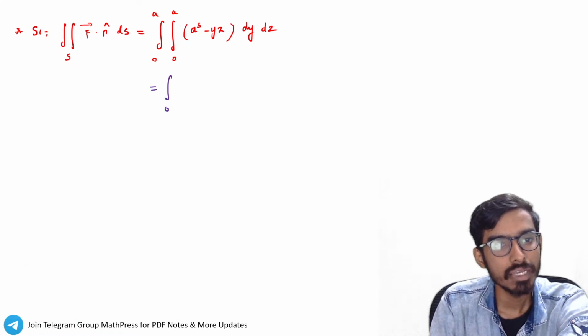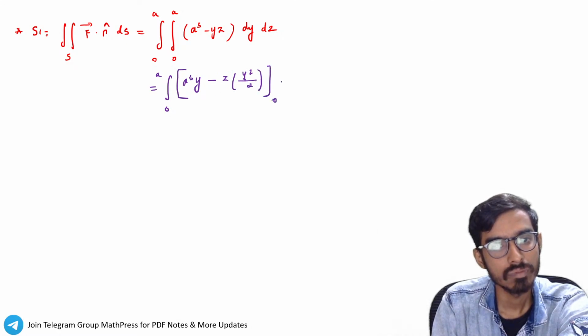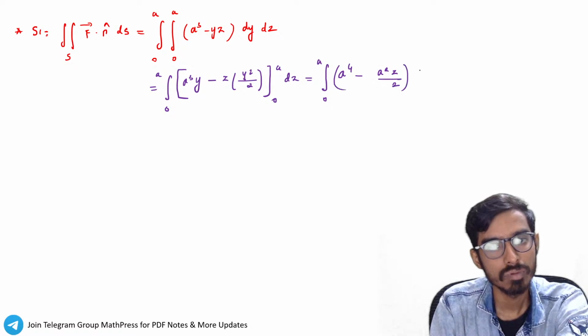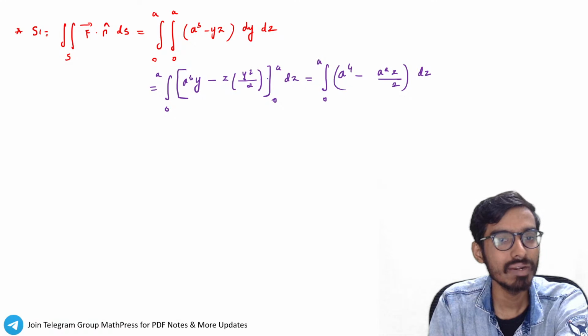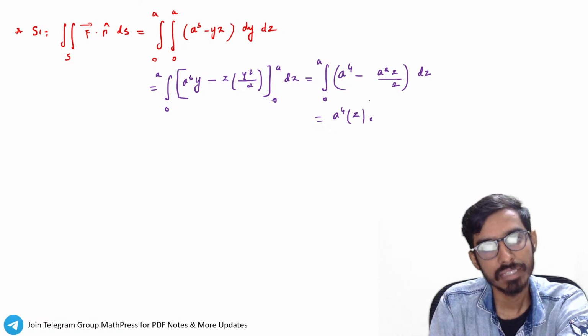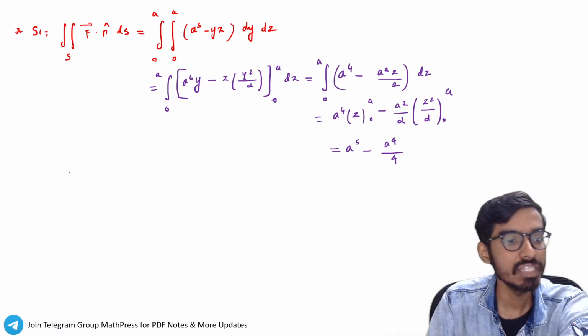Integration from 0 to a with respect to y: a cube y minus z into y square by 2, 0 to a dz. This will be the integral from 0 to a of a power 4 minus a square z divided by 2, into dz. Just put the upper and lower limits. Now with respect to z, a power 4 integration of dz is z, minus a square by 2 into z square by 2, 0 to a. So this will be a power 5 minus a power 4 by 4. So a power 5 minus a power 4 by 4 is S1 now.